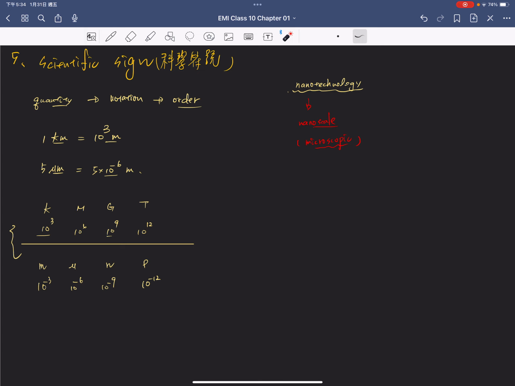Okay, today we are talking about the quantities, the notation and the order, and finally we are talking about the scientific notation to symbolize things with letters. We use letters to symbolize our ideas. So all these things we have to focus on.